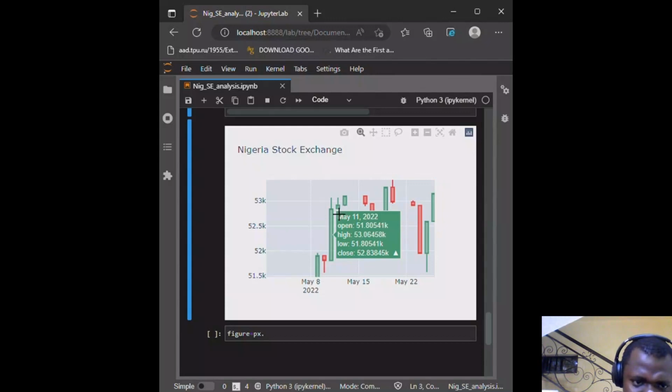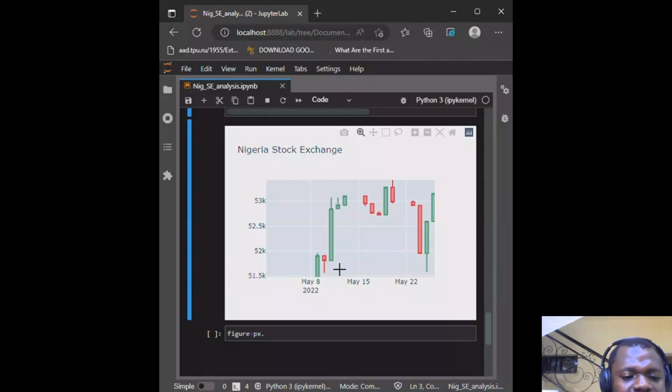And then this is the wick, or the shadow. The very top of the wick shows us the high for that day, the highest price for that day. And then the lowest price for the day is somewhere down here. For these ones, the low is below. The low could also be the close.